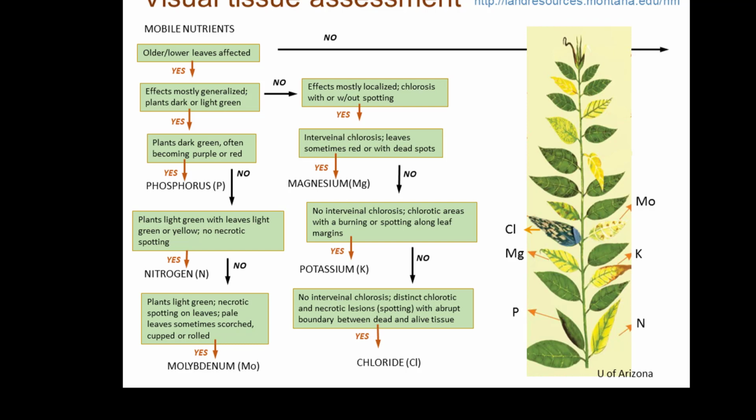So mobile nutrients are going to show up, the deficiency is going to show up in the lower leaves because the nutrient is going to go to the new growth first. And so you can see here, nitrogen, phosphorus, potassium, magnesium, the lower foliage is showing some damage, and so that means that those are mobile.